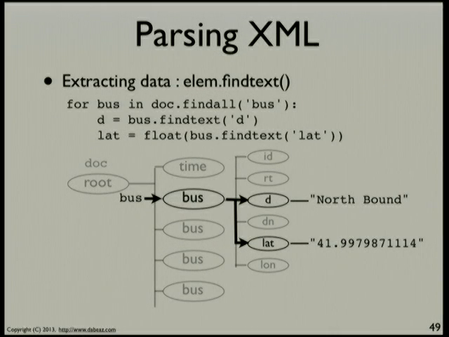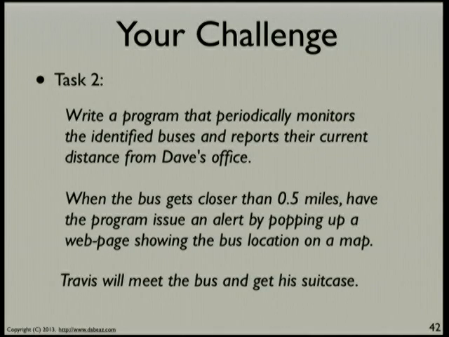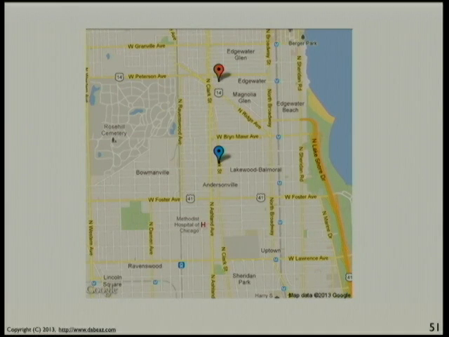If you want to do anything with a map, one of the things that I wanted you to do in the challenge here is if a bus actually got closer than half a mile to my office, I wanted you to pop it up on a map in a browser with a pin on it so that you could actually see where it was. If you want to do that, there are a lot of options, but an easy one that I'll have you look at is maybe the Google Static Maps API. You're going to have to look at the documentation a little bit for that, but it turns out that it's quite easy to just fire up a browser in Python. You can just use import webbrowser, you point it at something and it'll pop up a browser. So you'll get something like that.